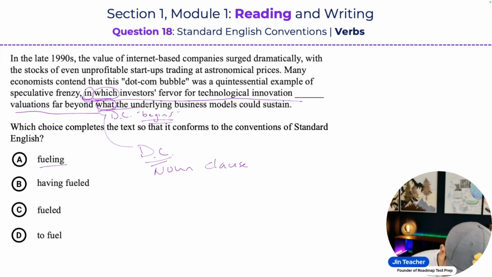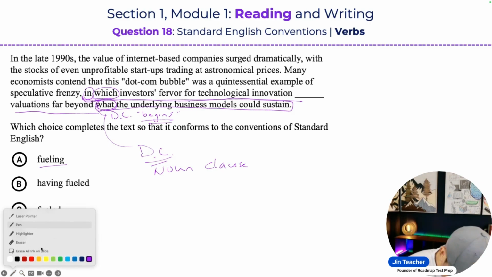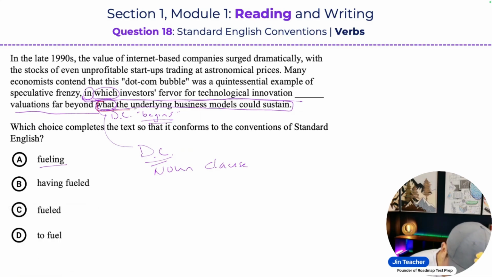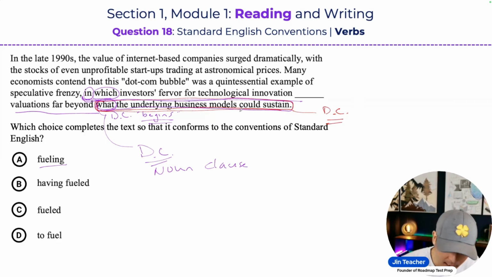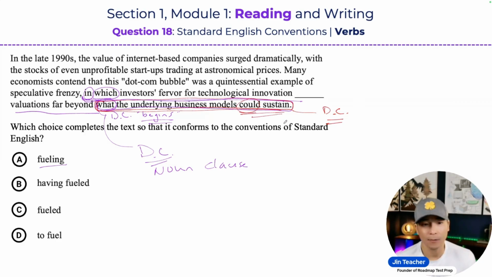And so what the underlying business models could sustain, this is a separate dependent clause, right? It's just kind of combined with the other components in the sentence to create a more complete and clear sentence, right? But this is a dependent clause by itself, okay? What the underlying business models could sustain. Now, we mentioned that every single dependent clause must always have a verb inside of it, right? Well, the verb that's inside of this dependent clause, this noun clause, is could, right? Could sustain. Well, that's that verb.